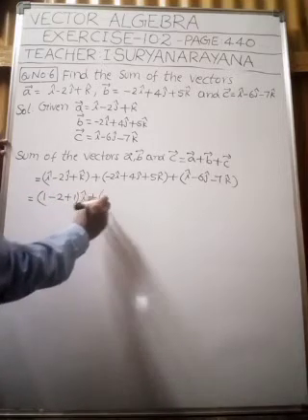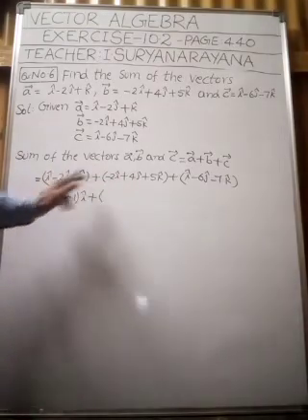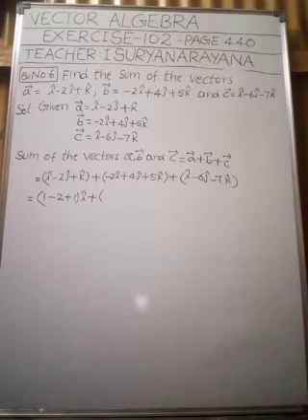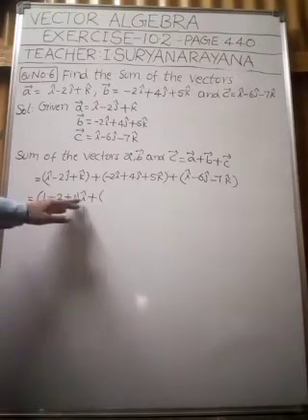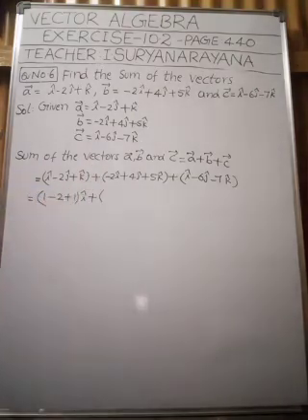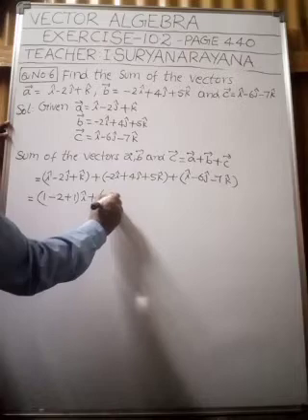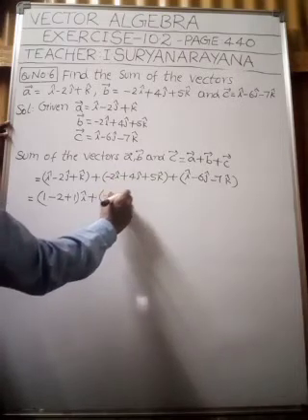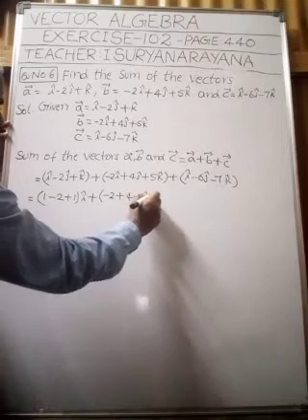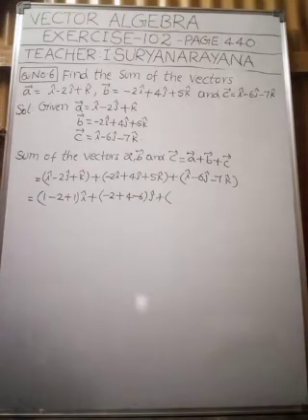Into i cap. I am grouping the terms. Here 3, here 3, here 3. Total 9 terms are there. I am grouping the 3 terms as i cap terms, j cap terms and k cap terms respectively. Okay, my children. Now the j cap coefficient here is -2. Here the j cap coefficient is 4, plus 4. Here the j cap coefficient is -6 into j cap. Understood this second term, my children?